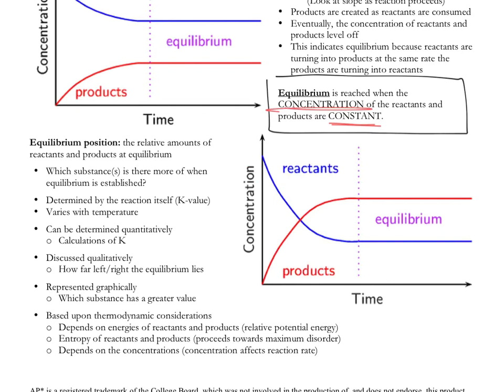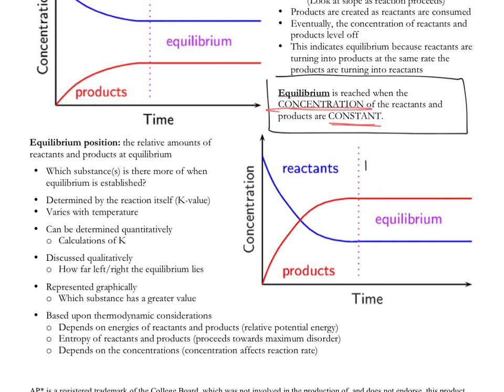You can determine this quantitatively. We can calculate, I have this much product, I have this much reactant. These are maybe actual numbers, and you make a ratio of products to reactants. That is called calculating the equilibrium constant. A lot of times it's just discussed qualitatively. Which one do I have more of? Do I have more products or more reactants?